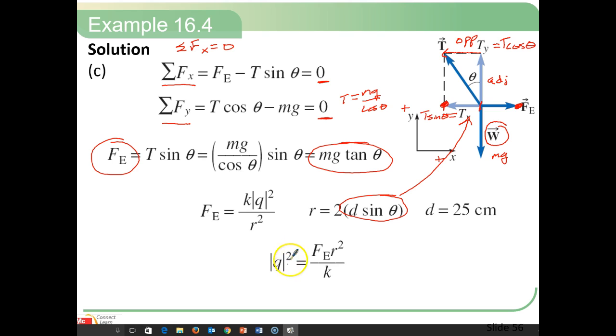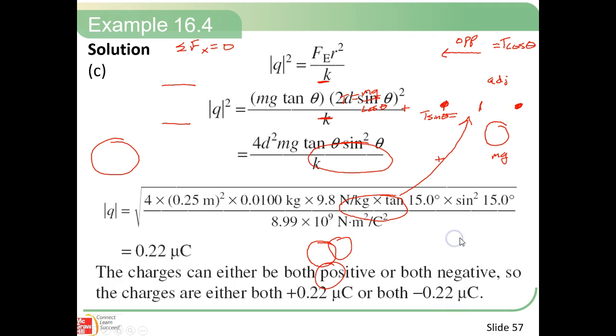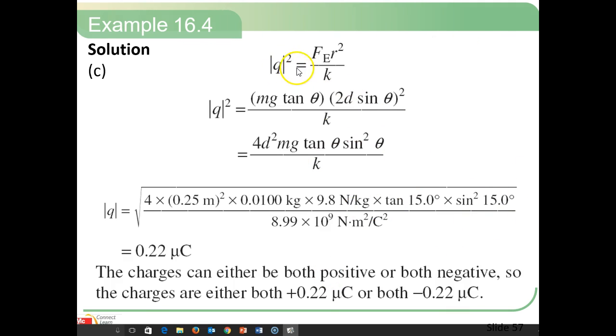If I solve this then for Q, it's going to be Q squared is equal to the electric force times that radius we just did, all divided by the constant K. So let's move on to the second part of the solution. Here is my Q again. We've got FE. We said FE was equal to mg tangent of the angle, so that's all that is.